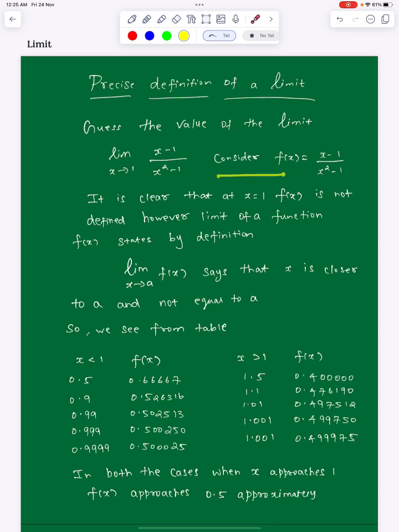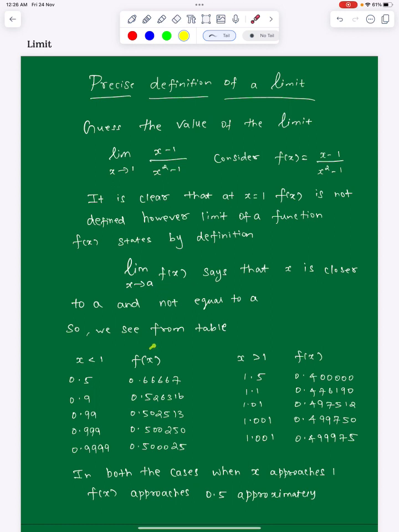So let us consider this function as f of x, which is equal to (x minus 1) by (x square minus 1). Now it is very clear that at x equal to 1, f of x is not defined. However, what is the meaning of limit here? Limit of a function f of x states by definition that when x tends to a, f of x tends to the limit. So we can say that when x is very close to a and not equal to a, then f of x will approach its limit.